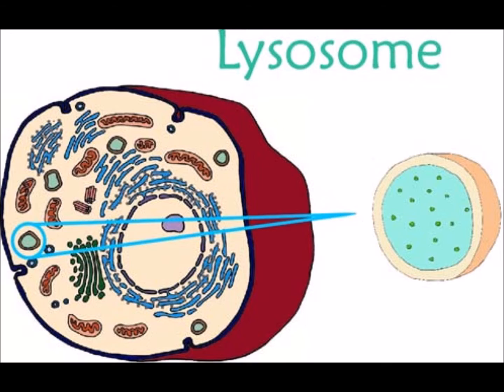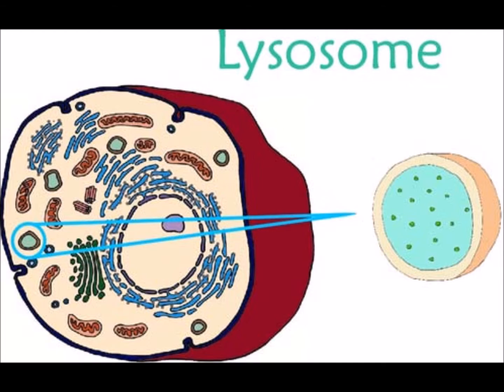They digest unwanted materials in the cytoplasm, both from outside and inside the cell. That is why they can be referred to as suicide bags or suicide sacs of the cell. Lysosomes are also responsible for homeostasis within the cell. They are involved in secretion, plasma membrane repair, cell signaling, and energy metabolism.